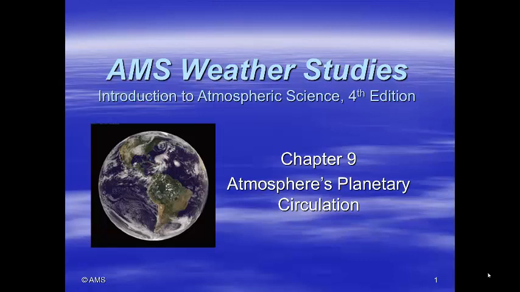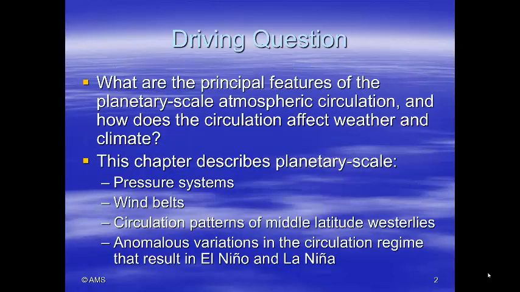In this lecture, we'll discuss Chapter 9. Chapter 9 deals with the atmosphere's planetary circulation. So the driving question for this chapter is, what are the principal features of the planetary scale circulation? And how does the circulation affect weather and climate?